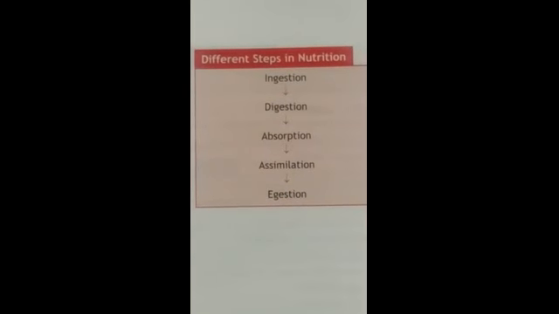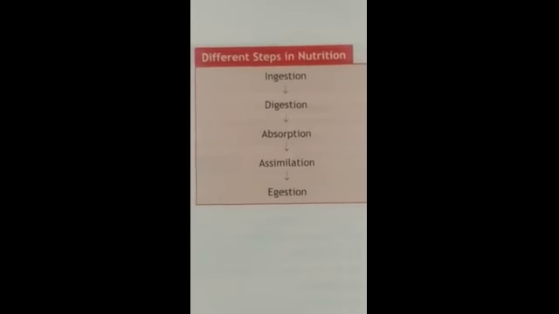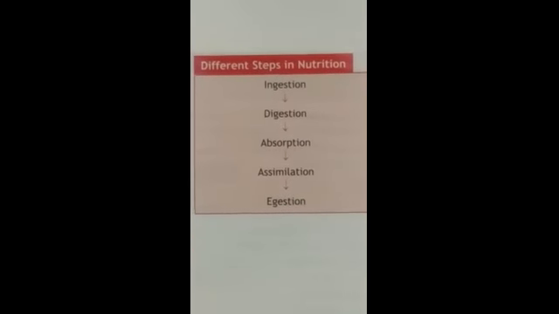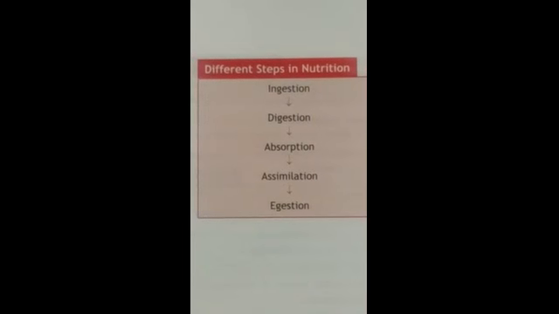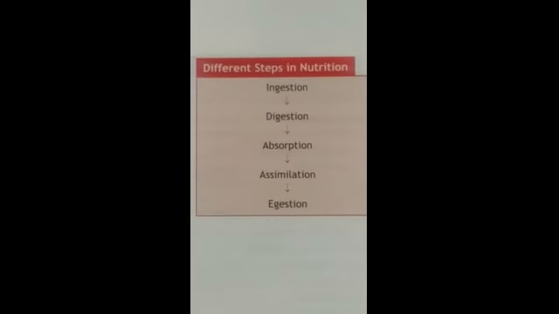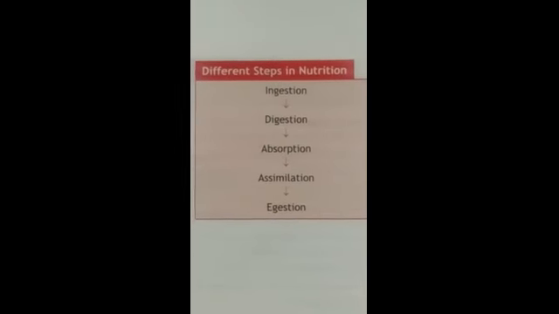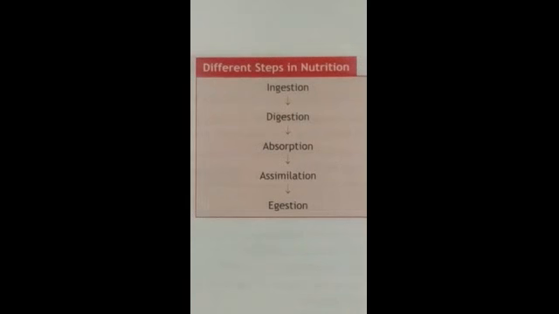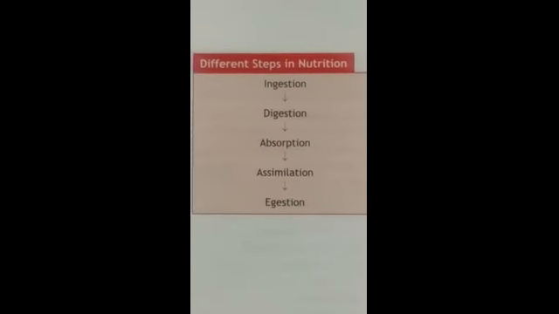Now the fourth process comes, that is assimilation. Assimilation is simply the process of using that absorbed food molecules for producing energy and growth. Simply using that digested food for growth, for energy, for repair, and for the proper functioning of the body is called assimilation.